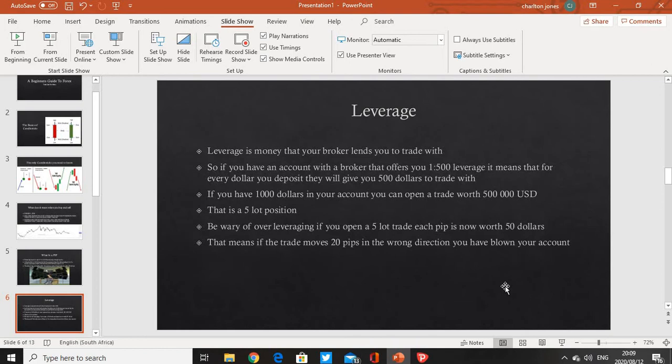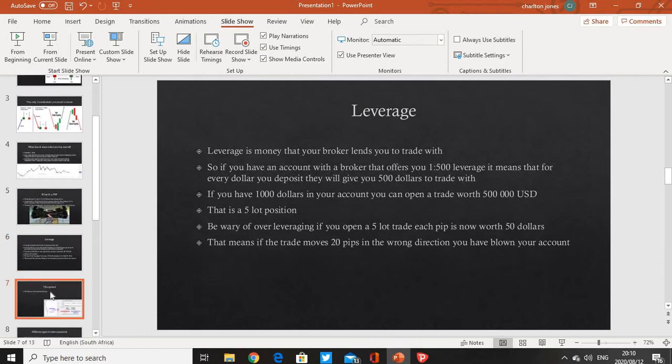Now we have to be wary about over leveraging. If you open a 5-lot trade, each pip is now worth $50. So if one lot is $10 per pip, now you have 5 lots, so each pip is going to either make you or lose you $50. That means if the trade moves only 20 pips in the wrong direction, and that happens a lot, even if you get the call right, it might just move 20 or 30 pips down and then rocket up. That 20 pips will blow your account. So you have to be very wary about using leverage.